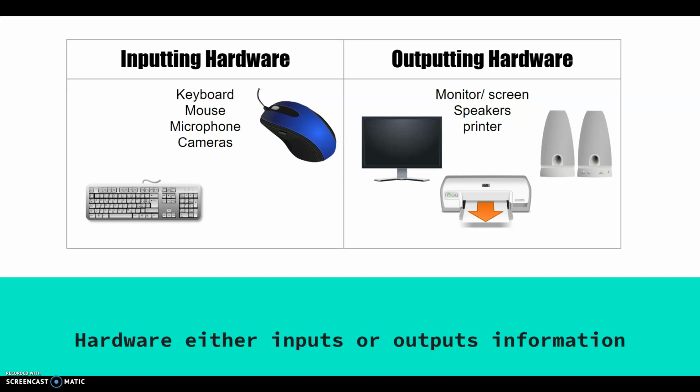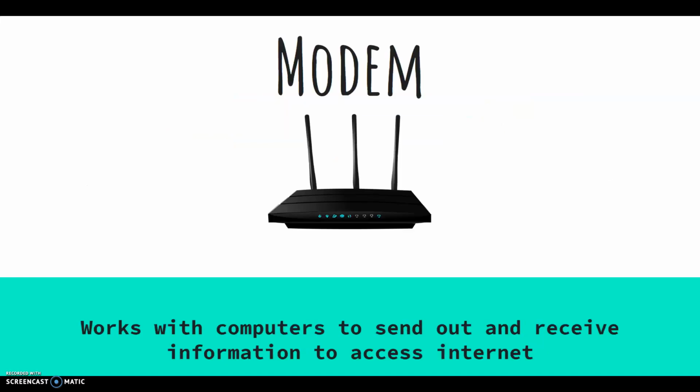The outputting hardware, like a screen, speakers, or a printer, is taking the information that's already in the computer and somehow taking it out, whether it's through a visual, sound, or a piece of paper, or with 3D printers, objects. A modem. Now, a modem works with computers to send out and to receive information to access the internet.